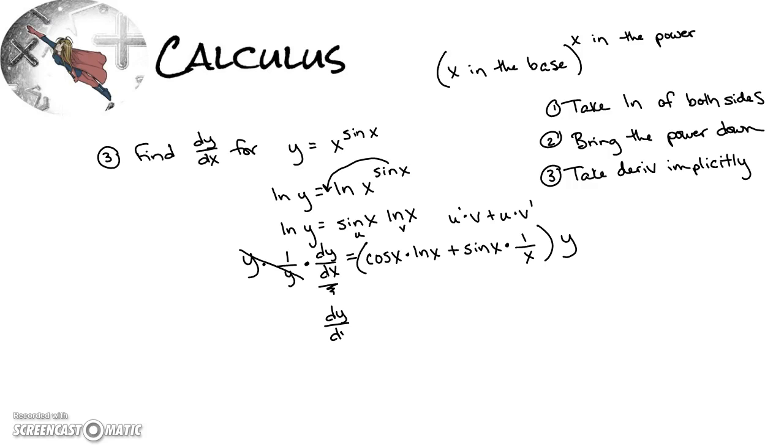Now one thing we can do all at once is, when you get to the y right here, instead of just writing the letter y, write what it was equal to. Because in this type of problem, we know that the y was x to the sine of x. So we get, for our final answer, cosine of x times ln of x plus sine of x times 1 over x, all times x to the sine of x for your final answer.